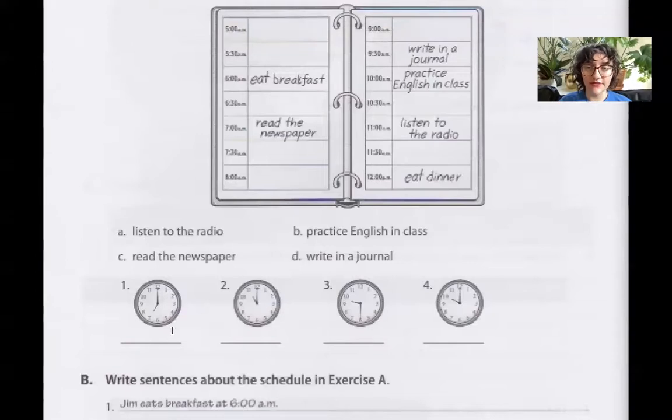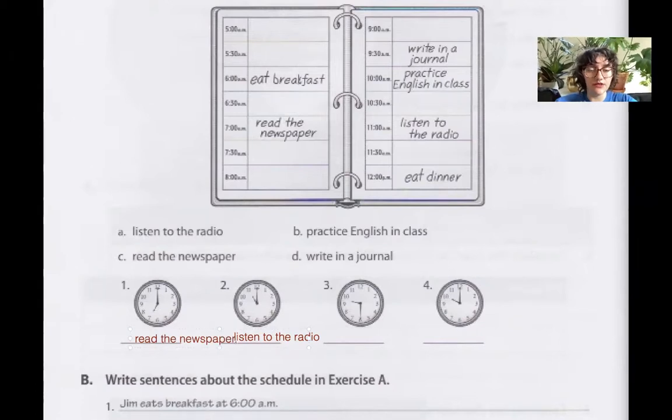So we want to find 11 a.m. Right, so we have 11 a.m. right here. So we would write listen to the radio. And then the next one, read the newspaper. Read the newspaper is at 7 a.m. So we want to find 7. Oh, there it is. So read the newspaper. Ooh, you're kind of running into each other.